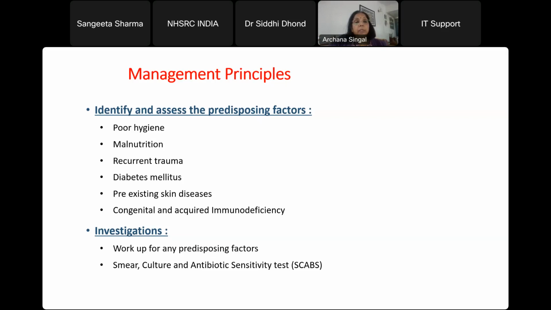That means you make a smear of the pus and stain it with gram stain; you will see gram-positive or gram-negative cocci or bacilli. Culture: send for culture if it is recurrent, and antibiotic sensitivity. Now this is very, very important. If the patient comes with recurrent infection, culture and sensitivity becomes more important than on the first encounter. Next.